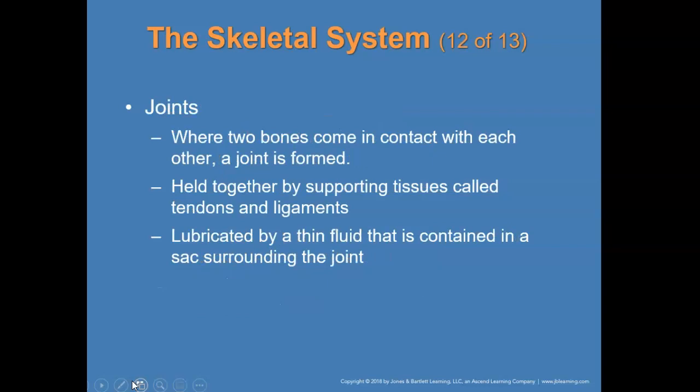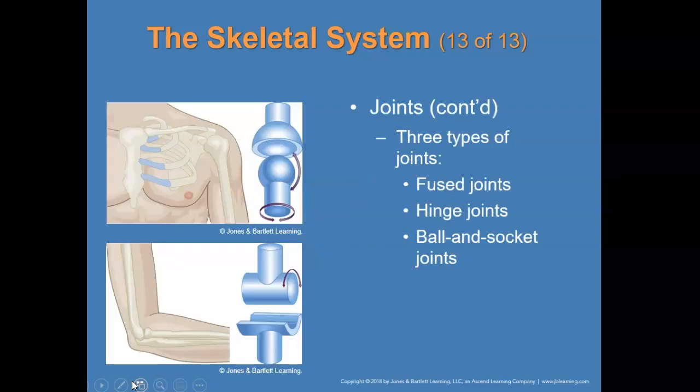Joints are where 2 bones come in contact with each other. A joint is held together by supporting tissues called tendons and ligaments, and lubricated by a thin fluid that is contained in a sac surrounding the joint. So there are 3 types of joints: fused joints, hinge joints, and ball and socket joints. You can see that first one is a ball and socket, and there are 2 main places where you have a ball and socket: your shoulder and your hip.